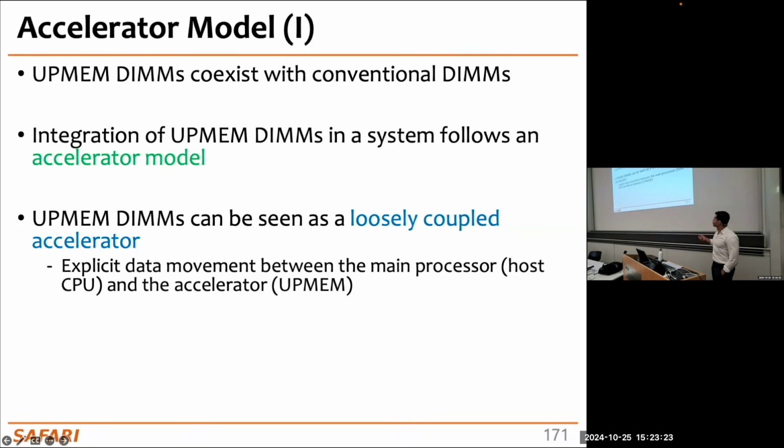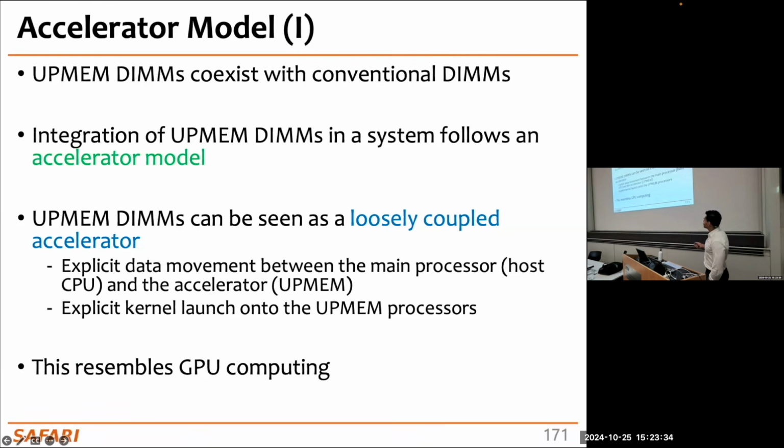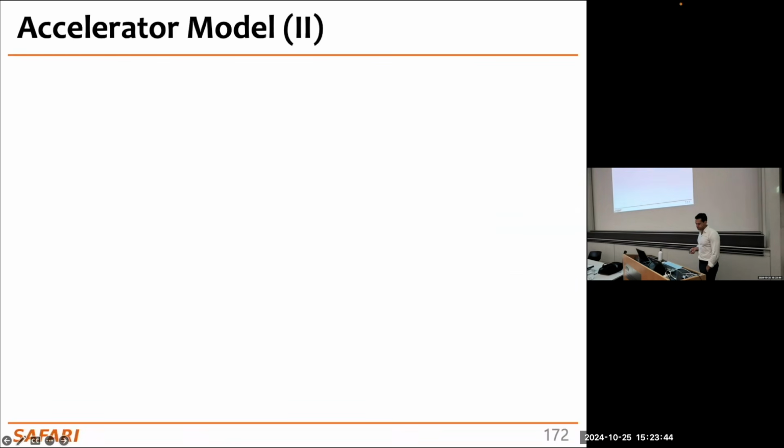So this UpMem chip is going to follow this loosely coupled accelerator model, where we need to specifically move data between the main memory and the accelerator itself. And we need to explicitly launch the kernel that is going to execute in the UpMem chip itself. Again, as I mentioned, this kind of resembles how you would program a GPU.